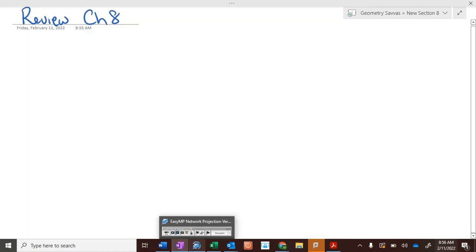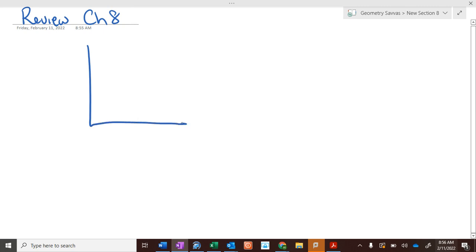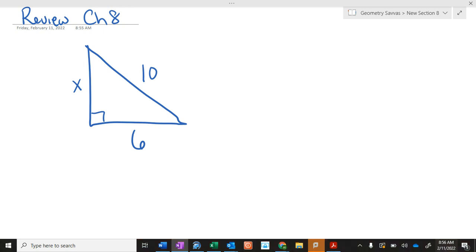Okay, here's our review. If this is 6 and this is 10, what is this side right here? If we know two sides of a right triangle, how do we find a third side? What did we do at the very start of the chapter? We didn't do trig. What did we do?